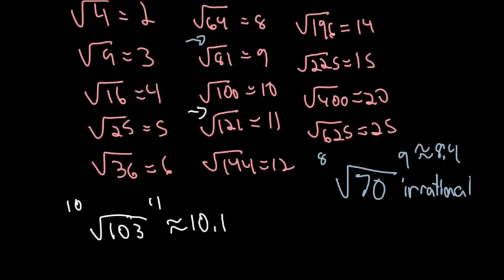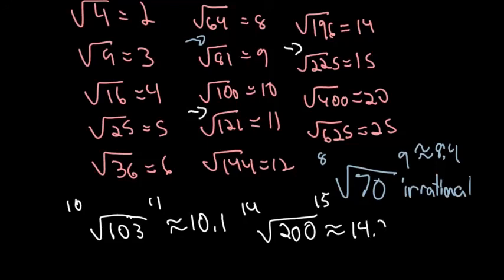Let's do one more. So let's say we had the square root of 200. So the square root of 200 is going to be right here between 196 and 225. So our estimate is going to be somewhere between 14 and 15. If I want to estimate that a little bit closer, 200 is closer to 196, so this is going to be closer to 14. So I'm going to say it's probably about 14.1, 14.2, something like that. So that's how you estimate square roots.